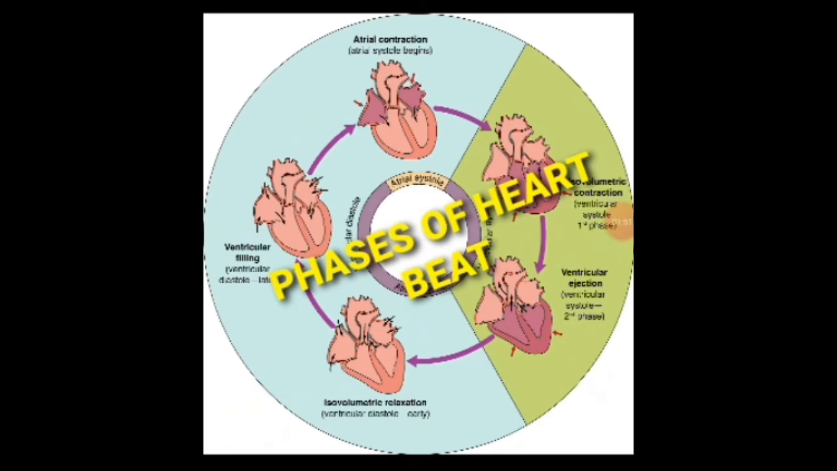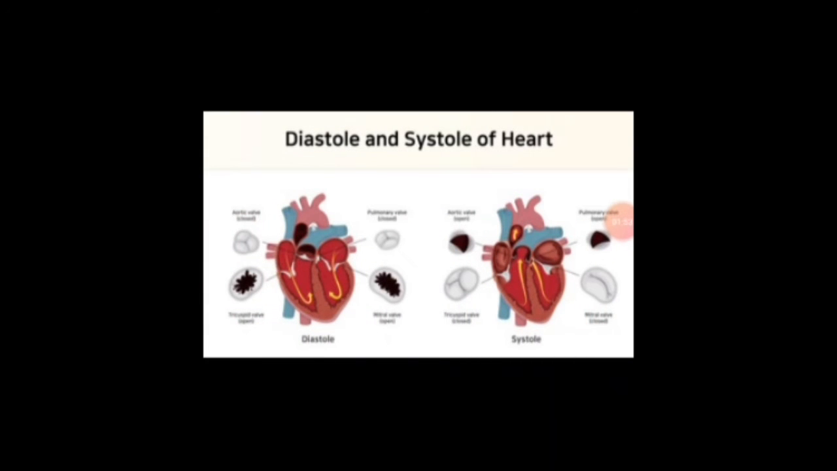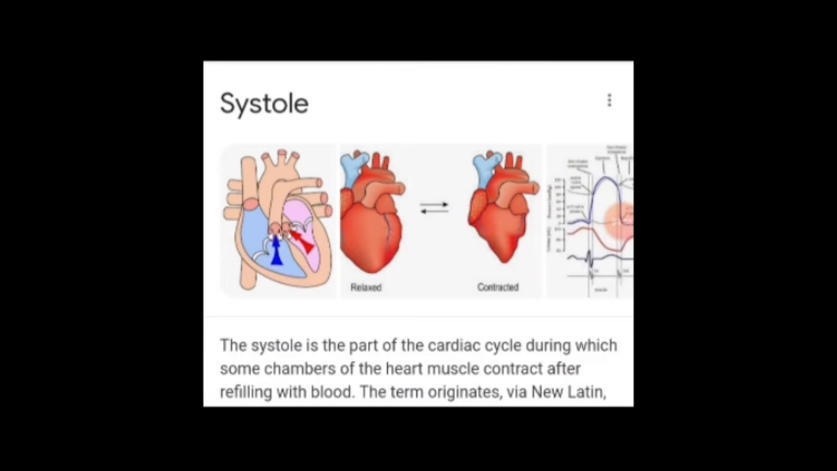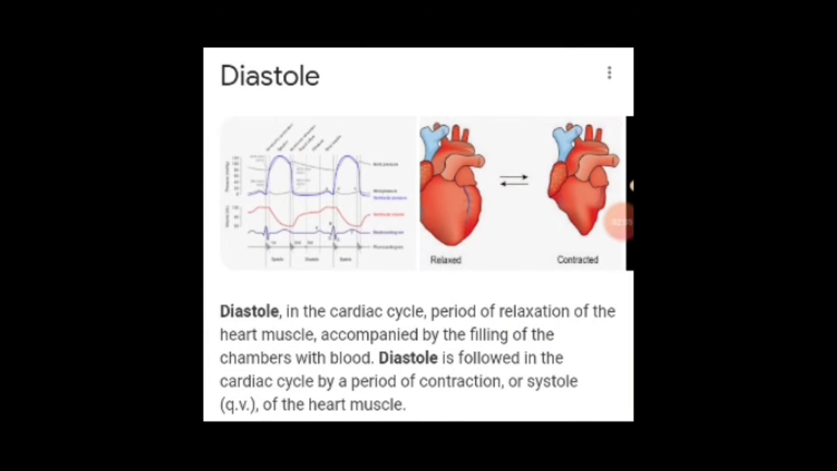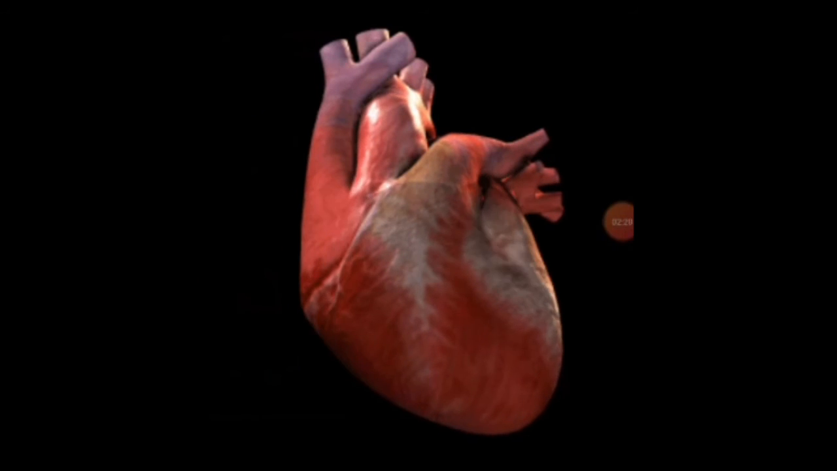Phases of the heartbeat. Diastole and systole of the heart. Firstly, systole. The systole is a part of the cardiac cycle during which some chambers of the heart muscles contract after refilling with blood, and diastole is a cardiac cycle period of relaxation of the heart muscle accompanied by the filling of the chambers with blood. Diastole is followed in the cardiac cycle by short period of contraction or systole of the heart muscle. As you can see in this picture, heart is pumping blood by rhythmic pulsation throughout the body.